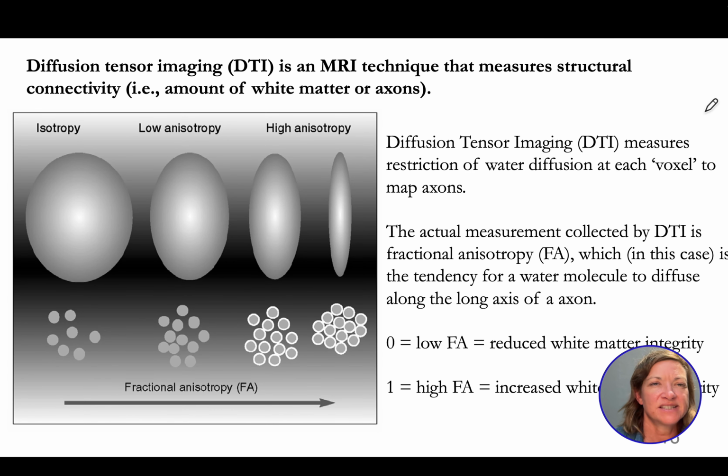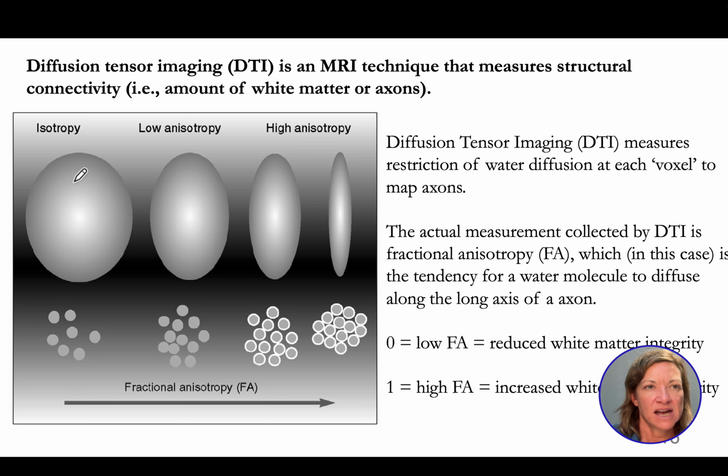Now, diffusion tensor imaging is also based on proton behavior. So it uses magnetic resonance imaging, but in a different way. What it measures is the restriction of water diffusion at each voxel, which is obviously a 3-dimensional volume in a brain, to map axons. And the actual measurement that it's collecting is fractional anisotropy. In this case, that's the tendency for water molecules to diffuse along the long axis of an axon.